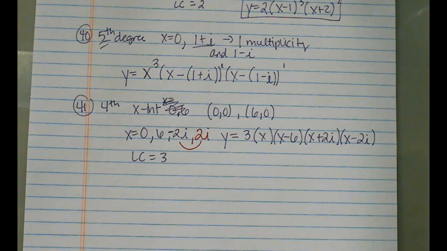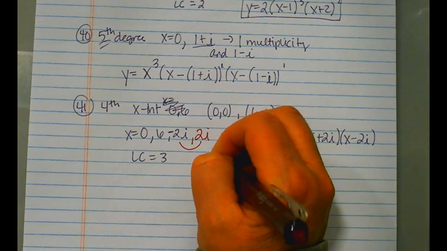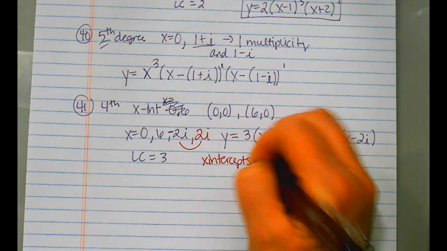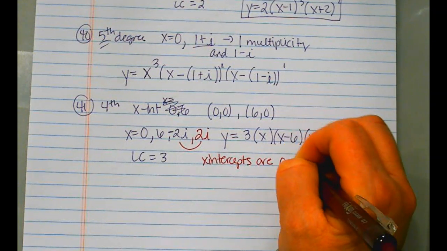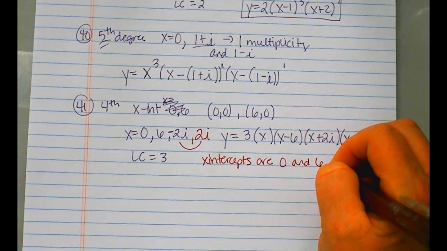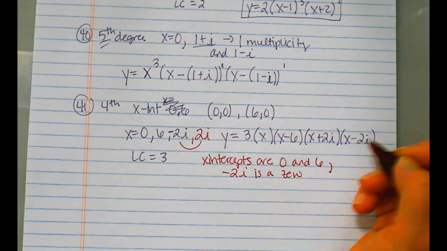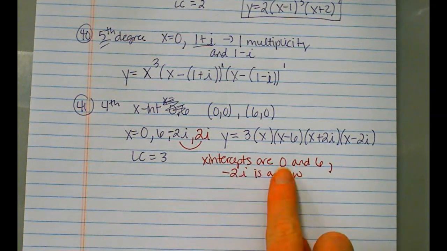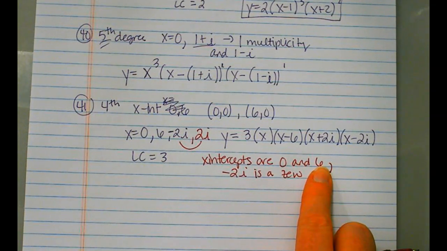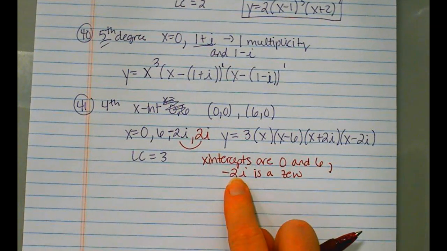How come you only put like the negative 6 by itself instead of like I put down like x minus in parentheses 6 minus. Okay, because they had commas in between them. It says the x-intercepts are 0 and 6, comma. Negative 2i is a 0, was its own sentence. So 0 and 6 are regular numbers, and then this is our imaginary one.